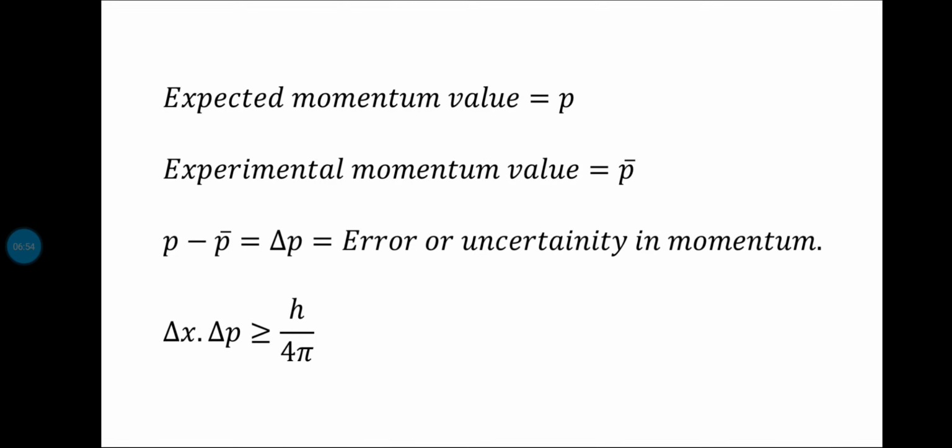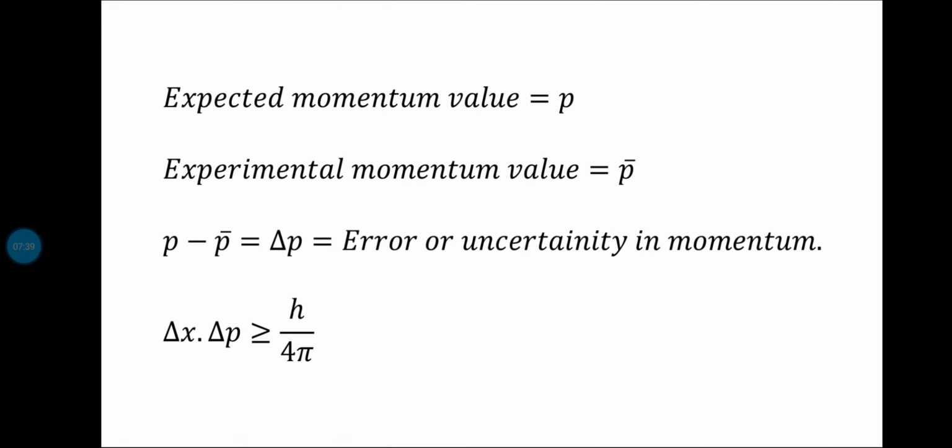The expected value of momentum is p. The experimental value of momentum is equal to p bar. So find out the difference between these two values, delta p. Similar to position, delta p also represents the error committed during the determination of momentum, or the uncertainty in momentum. You are not certain of that particular value. So it is the error in the determination of momentum, or uncertainty in momentum.